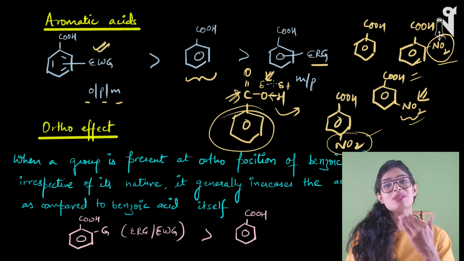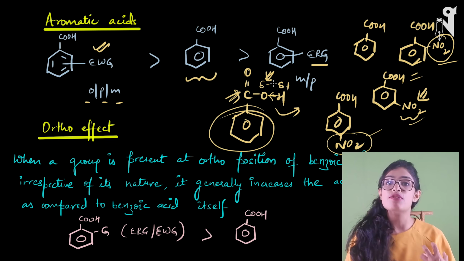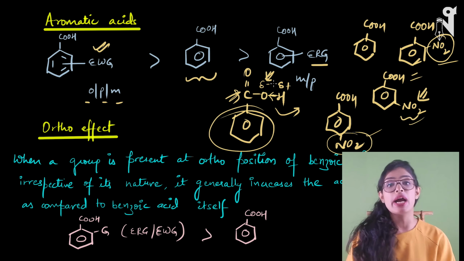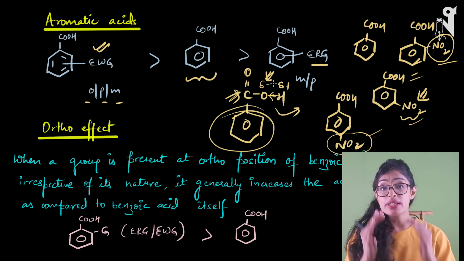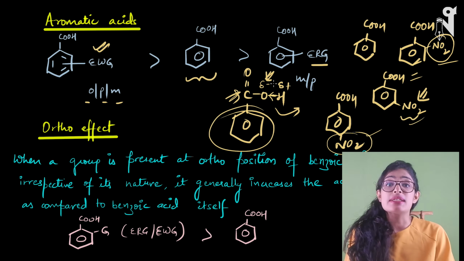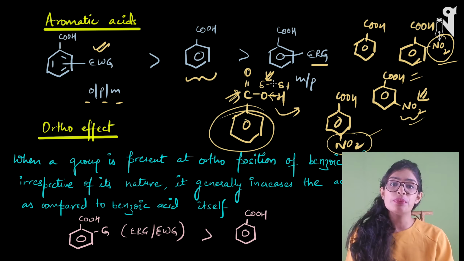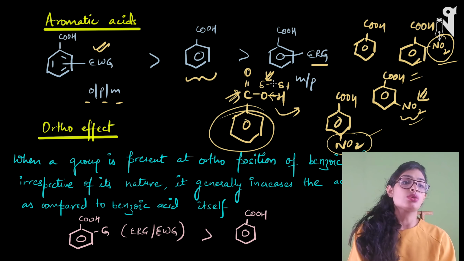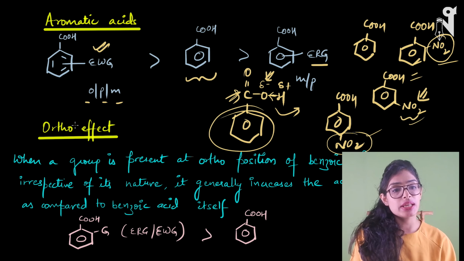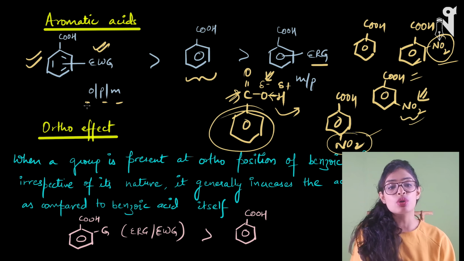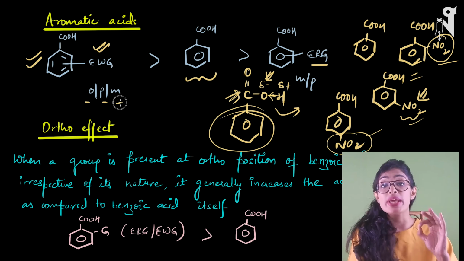So oxygen was desperate to pull electron density. Now it has become even more desperate to pull electron density from hydrogen, and will kick out the hydrogen much more easily. So electron withdrawing groups make the acids stronger, and electron donating groups decrease the acidic strength. So if I have a benzoic acid with an electron withdrawing group at either position, ortho, para or meta, then it is going to be very acidic.